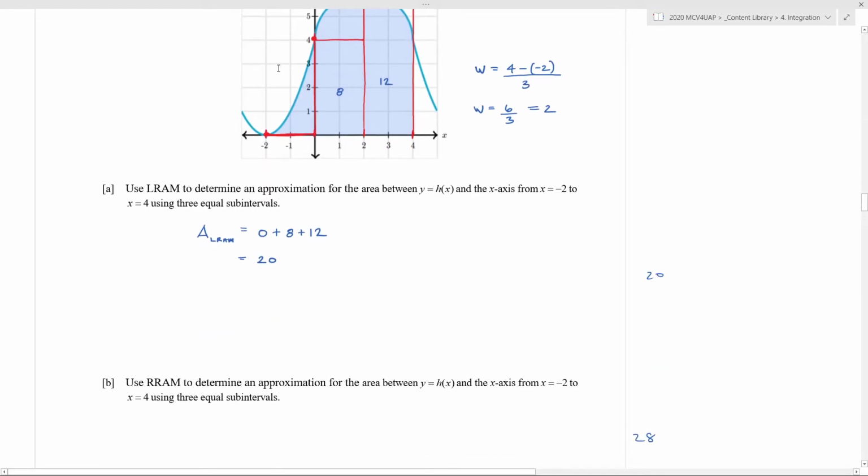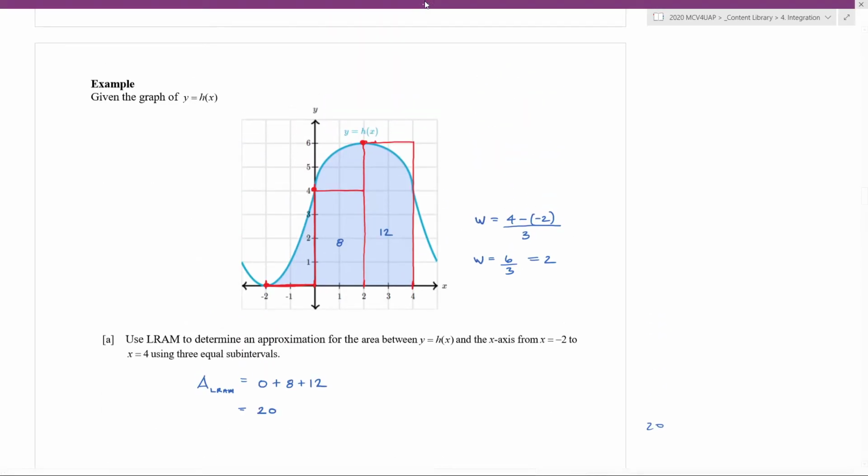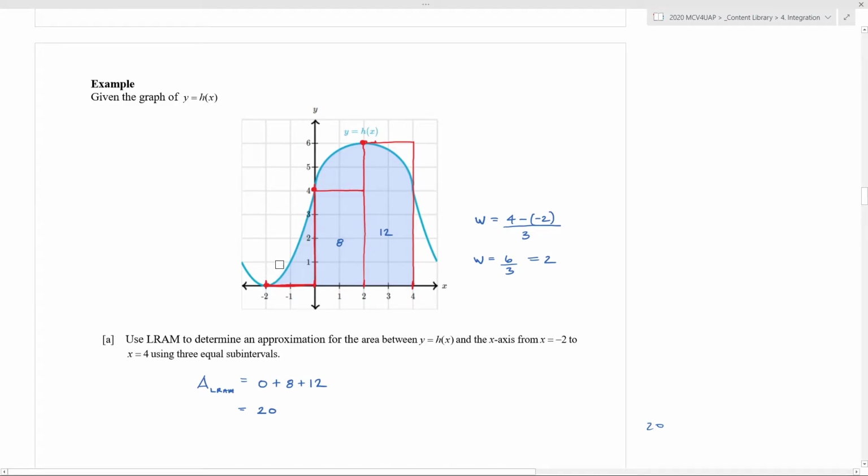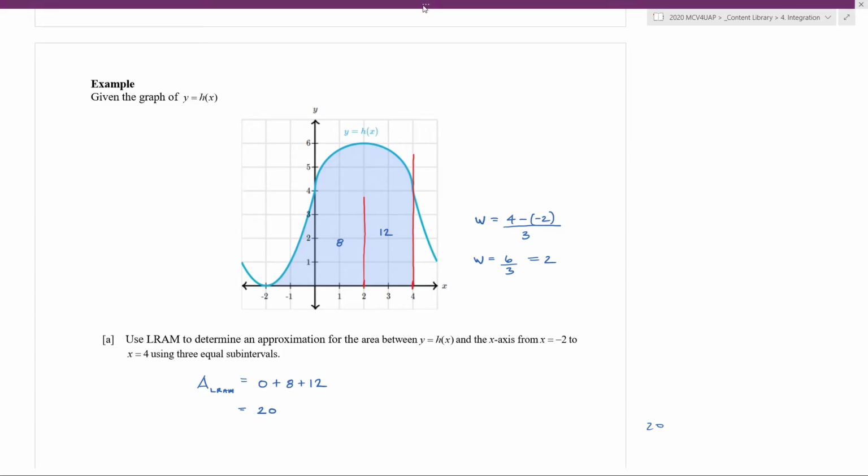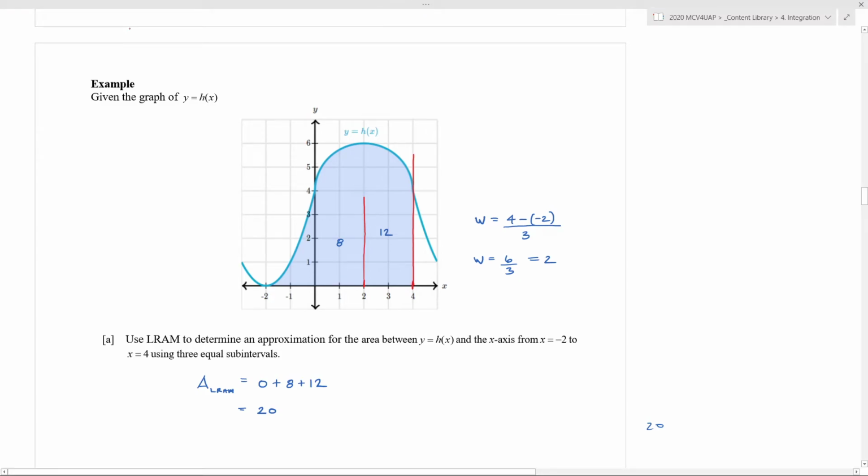Okay, part B. Do the exact same thing, except now use RRAM. So a right rectangular approximation. So I'm going to get rid of my rectangles here. Okay. Now, the right top corner of each rectangle. So the first one would be way up here. The right corner forms the height, or gives me the height.